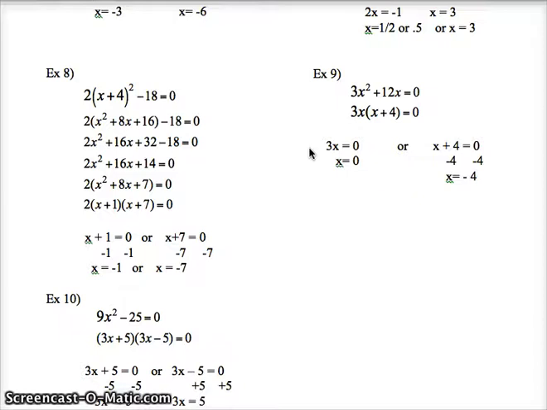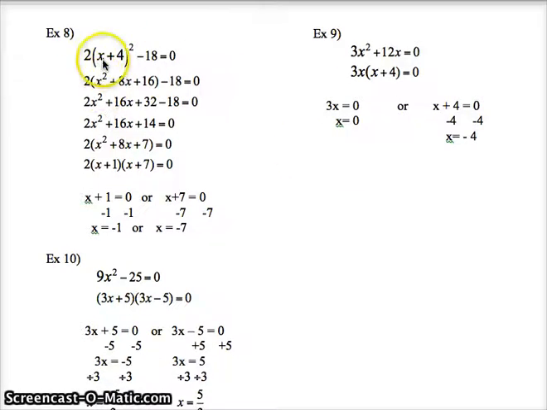For example 8, you need to expand this vertex form by squaring x plus 4 to get x squared plus 8x plus 16. Distribute the 2 and collect like terms so that it equals 0. We can then start to factor. So you factor out a 2, and now we're factoring x squared plus 8x plus 7. So it multiplies to 7 and adds to 8: 1 and 7. So our two values are that x can be negative 1 or x can be negative 7.